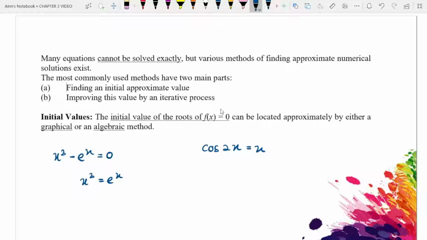but various methods of finding approximate numerical solutions exist. The most commonly used methods have two main parts: finding an initial approximate value and improving this value by an iterative process. So what is the initial value? The initial value of the roots of f(x) equals 0 can be located approximately by either a graphical or an algebraic method. In this video, we will learn how to find the initial value by using the graphical method.